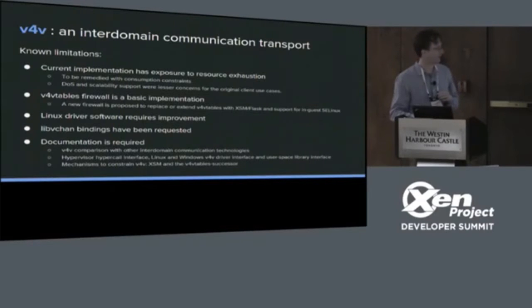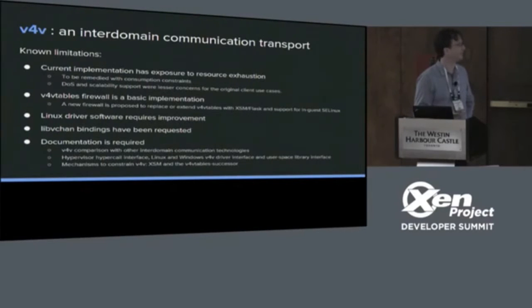So I mentioned that V4V is familiar to the Xen community, having been previously reviewed in a round of upstreaming attempts. So these are the limitations that we are aware of that are relevant and valid, and reasons why V4V is not a shoe-in to the upstream Xen distribution. So the current implementation has exposure to resource exhaustion. You can apply denial of service to the V4V implementation at the moment.